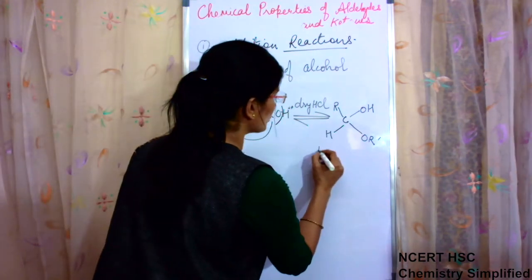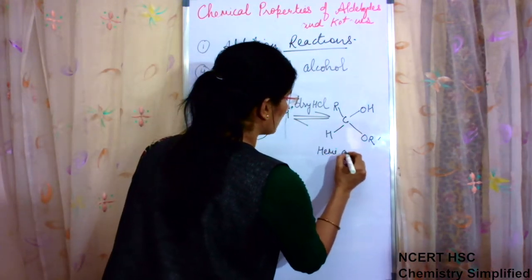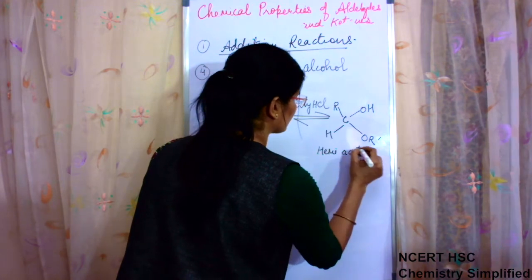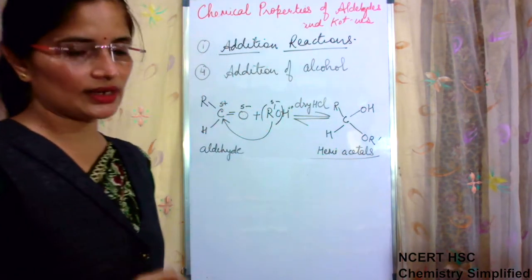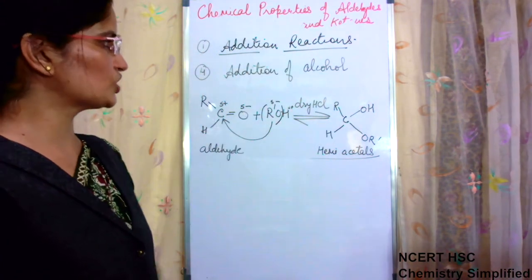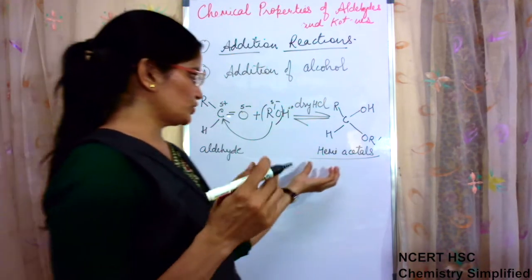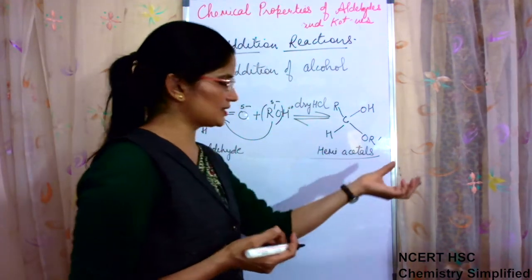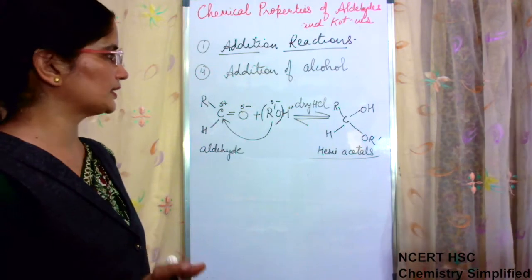These compounds are known as hemiacetals. There are a few new names in this chapter, but gradually we will remember them. Hemiacetals, because the reaction is only half done.